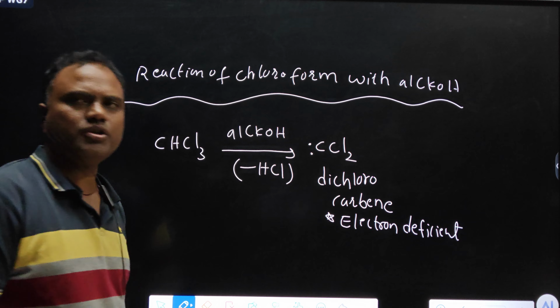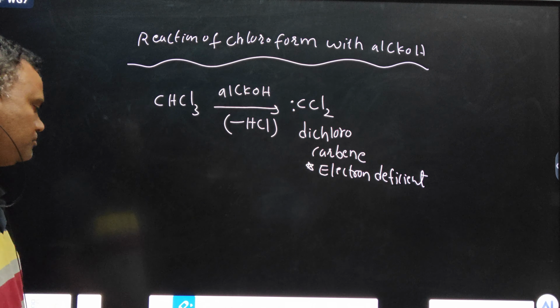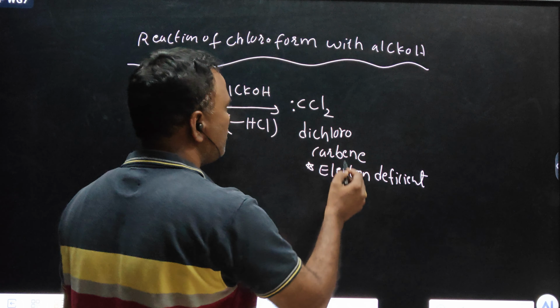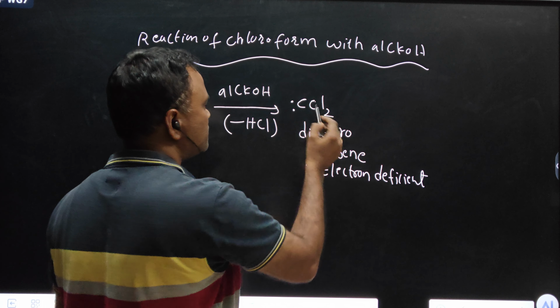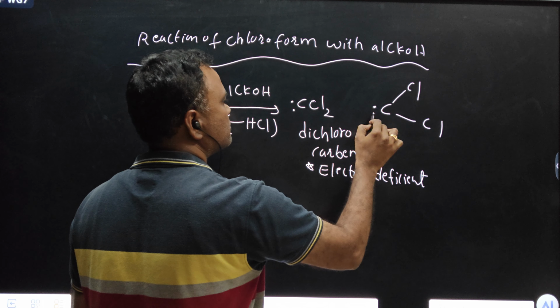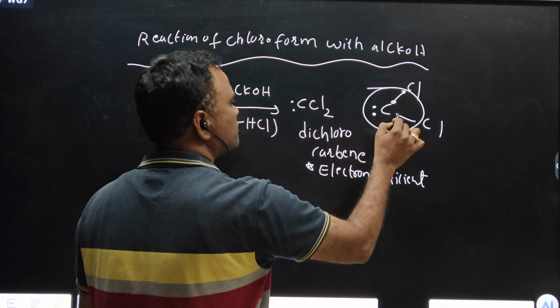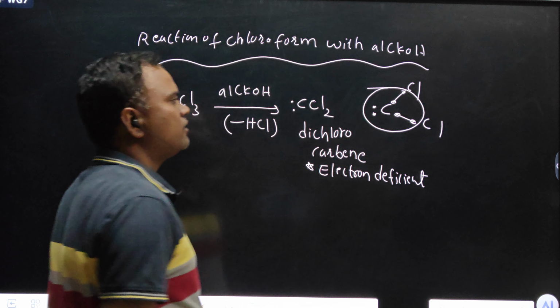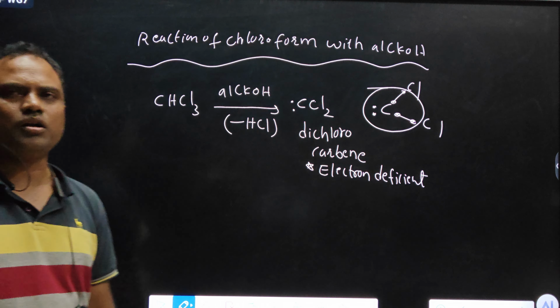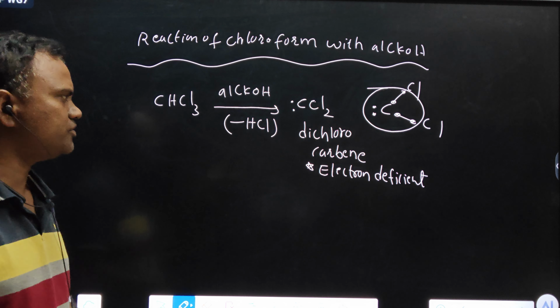Why is it electron deficient? Around carbon, how many electrons are present? See, in the bonds, 2 bonds are there, so 4 electrons, and 2 more gives 6 electrons. So this is an electron deficient species.